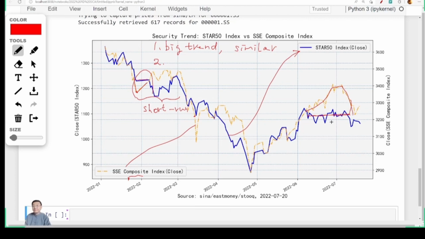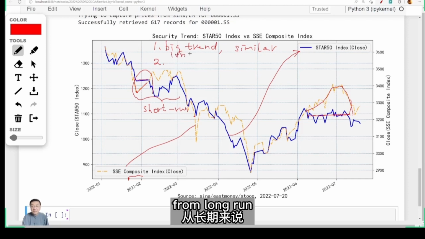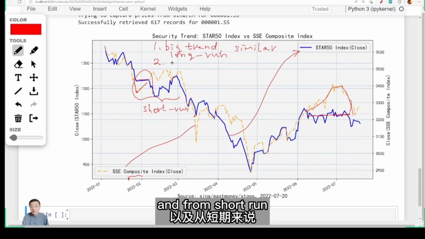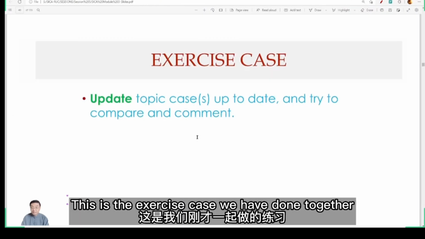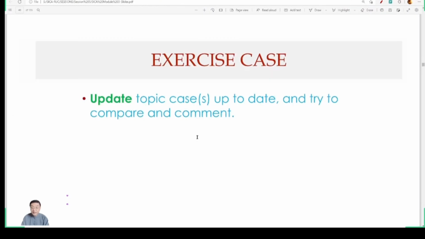Okay, so we have two findings, from the long run and from the short run. This is our findings. This is the exercise case we have done together.